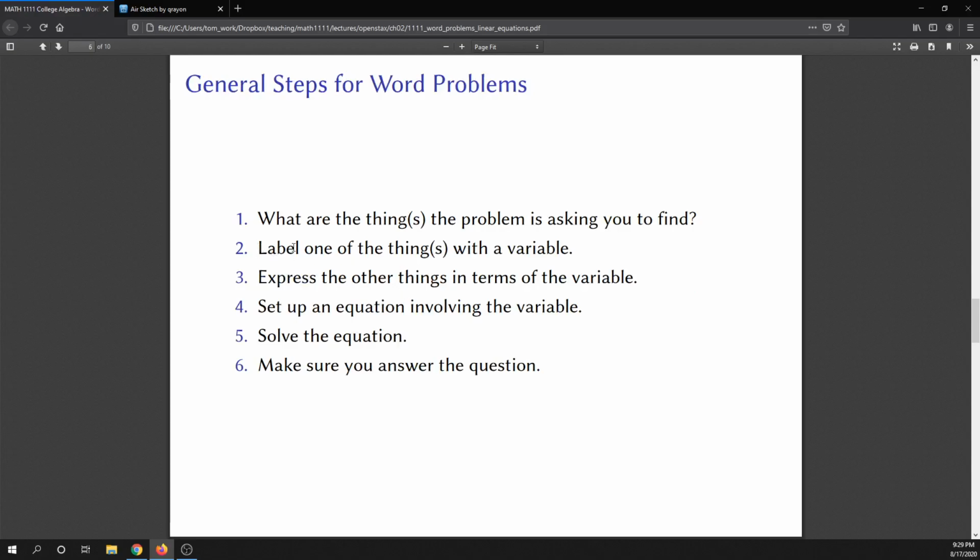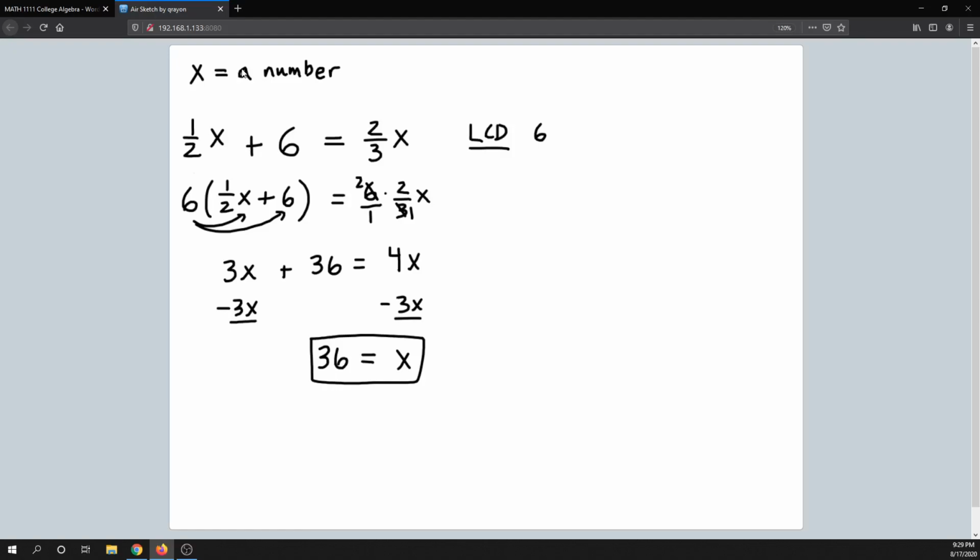So step 2, label that thing with a variable. All of the things that you figured out, hey, that's what they're asking me to find in the previous step, then you would label each one of those things with a variable. In the example that we did, right, we determined they were asking us for a number, so we labeled that with the variable x.